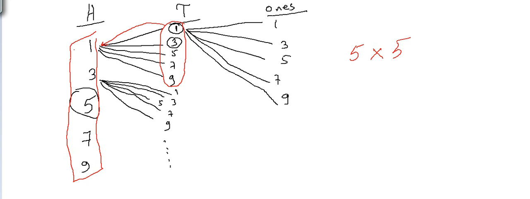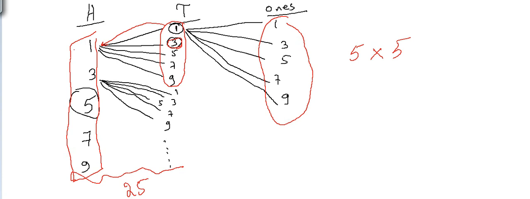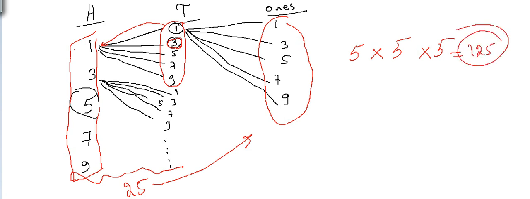And how many possibilities can we use in the ones place? Also, whatever I use in the hundreds and tens places, I can use 5 in the ones place. So how many possibilities are there in all? Here they are 25. For each one of these 25, I can use 5 different cases. So it's 25 times 5. The answer is 125 again.